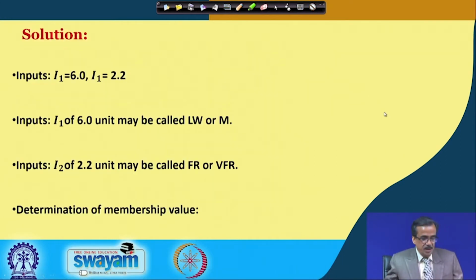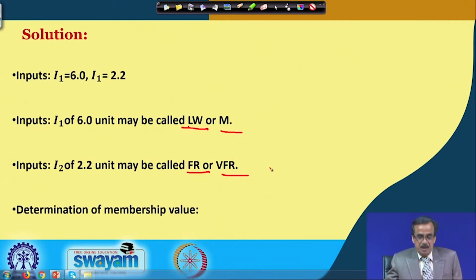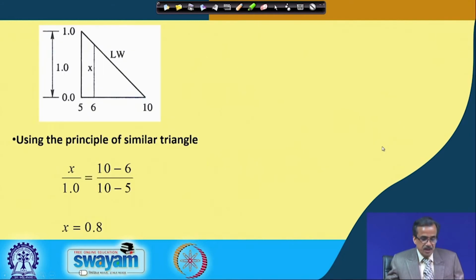Now, here we have got that I 1 is equal to 6.0. So, it may be called either low or medium. Similarly, your I 2, that is 2.2, can be called either far or very far. Now, once you have got this particular mu value, let us see how to determine the mu value, and that I am going to discuss once again.